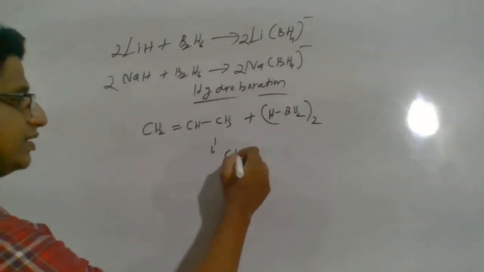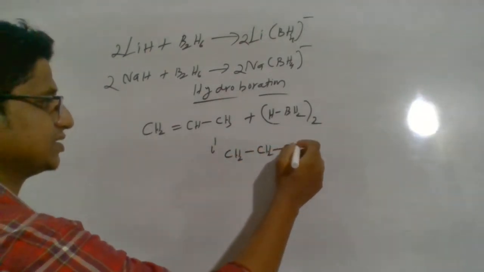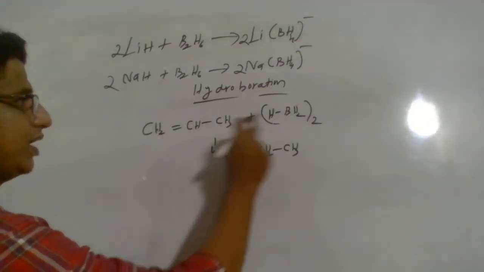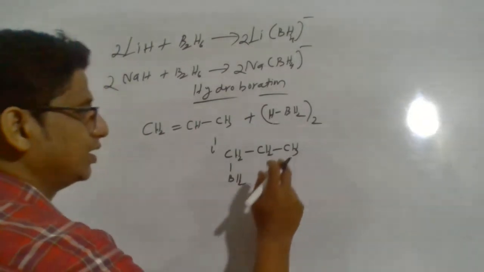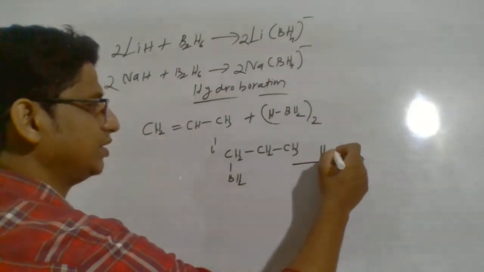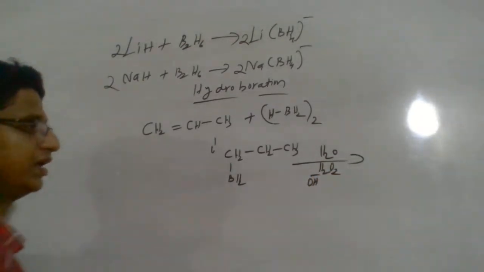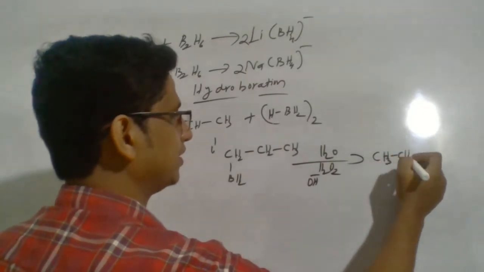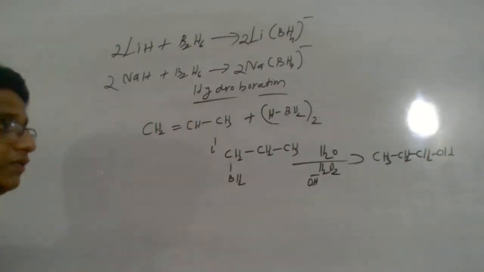So you are getting a product like this: CH2 CH3, where this part BH2 will join and this part hydrogen will join. So you are getting CH3CH2CH2BH2. Now if you simply hydrolyze in the presence of hydrogen peroxide in an alkaline medium, this BH2 will be replaced by OH. So this is one of the methods of preparation of alcohol for you. One mole of alcohol you get.